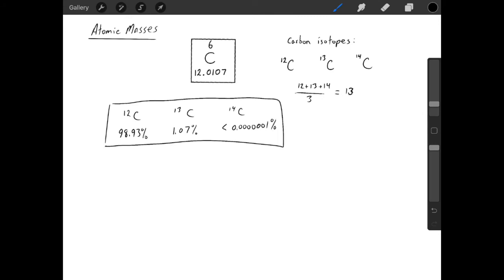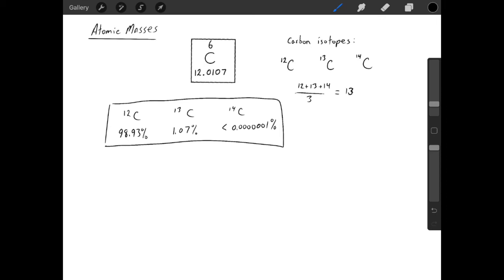If you went and found any given random sample of carbon atoms, these are the isotopic abundances. Out of your random sample, over 98% of them will be carbon-12, about 1% will be carbon-13, and less than 1 times 10 to the minus 6% of them will be carbon-14. That means the average mass of carbon in a random sample is going to be a lot closer to carbon-12's mass than it is to carbon-14.